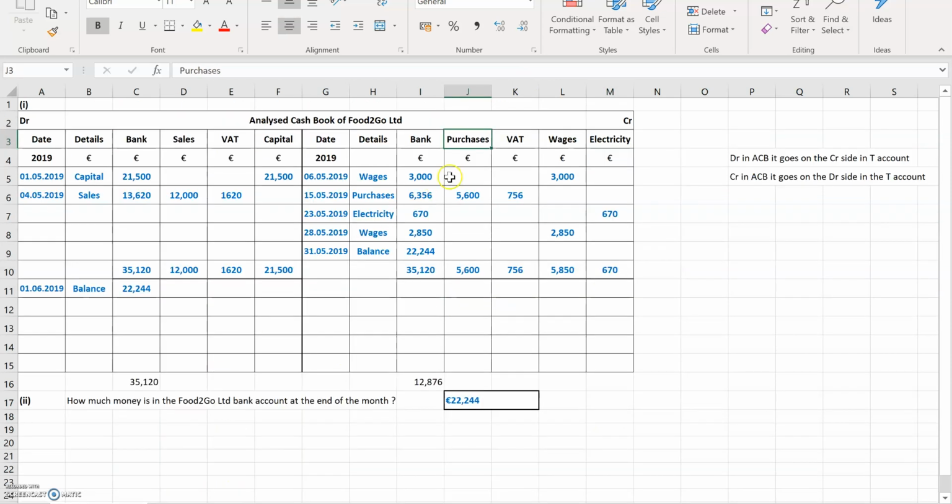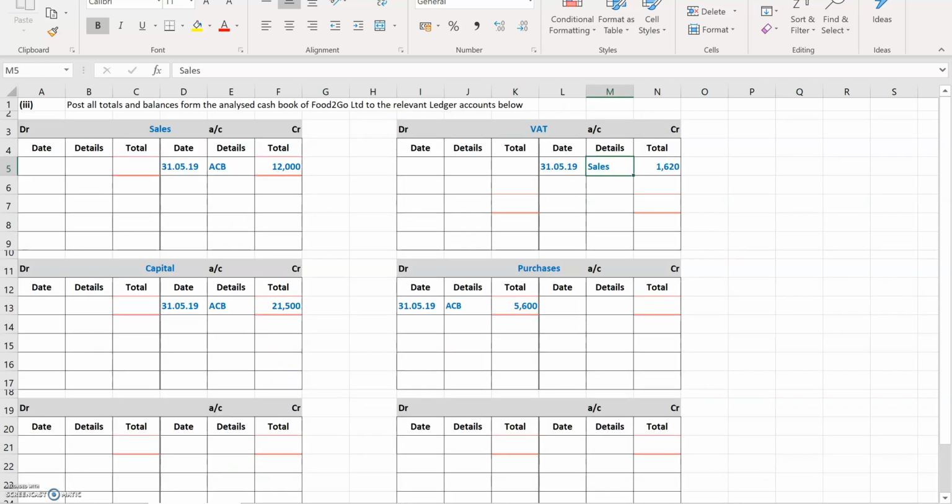Okay. The next item then we have is VAT. So we don't have to open up a VAT account because we've one opened up already. It's on the credit side in the analyzed cash book, so it goes on the debit side in the VAT account, and it's for 756. So our VAT account goes on the debit side, 756. It's going to be the 31st of the 5th, 19, because it's always the end of the month. And the details for this is what does that VAT belong to? So it belongs to purchases. So purchases is going to be in your details there. And we know we're going to find a balancing figure here when we balance off our T accounts.